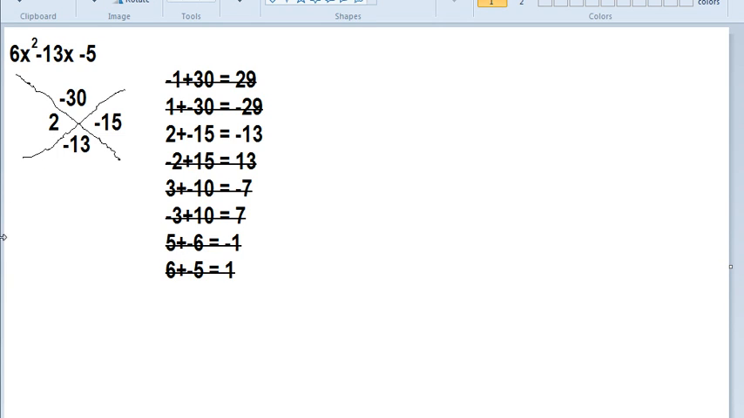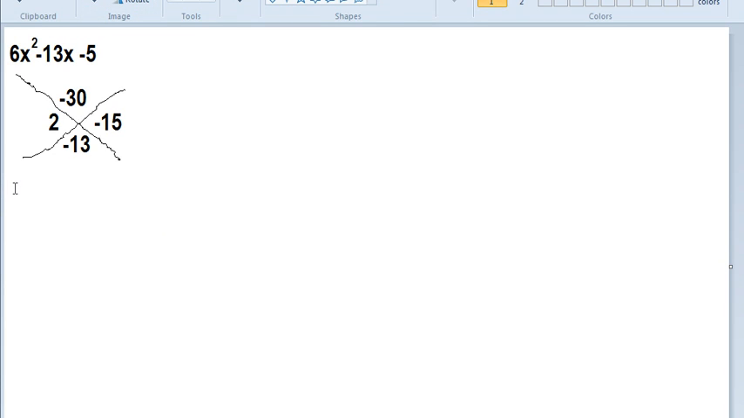So before we just would have said x plus 2, x minus 15, and that would have been it. But this time we don't have a plain x squared like before. We have a number in front. We have a 6x squared. So what we have to do is always bring down this first term.